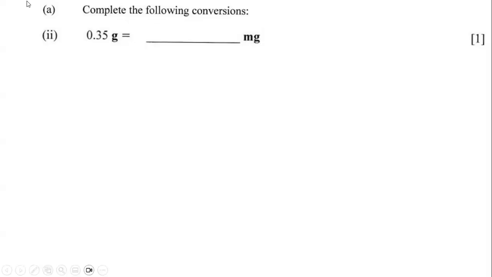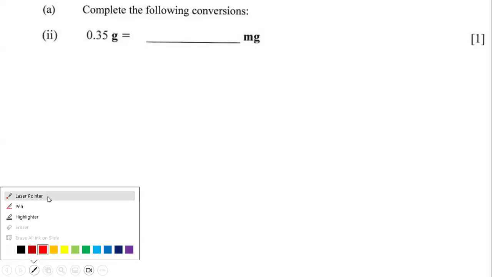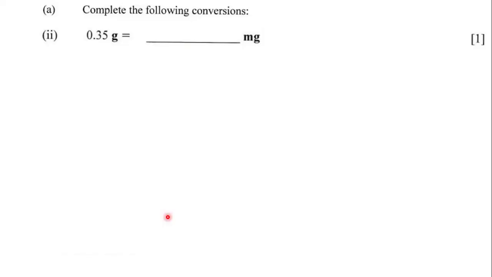So we have 0.35 grams, and we want to convert that into milligrams, right? That's what we want to do. And so how are we going to be able to get that? I see a few answers in the chat, just a few. I guess, I don't know. So again, we are converting from grams to milligrams, right? How are we gonna do that?